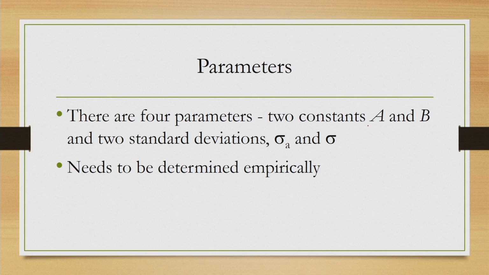Now, there are a few model parameters which require some clarification. In the model derived from the Fitts law, as we have already discussed, there are these two constants a and b, and along with that there are two standard deviations, sigma_a and sigma. Now, we have already discussed how to empirically determine these constants a and b. The two standard deviations also have to be determined empirically. However, it is not a very straightforward approach. Let us quickly go through the method for determining these two standard deviations.